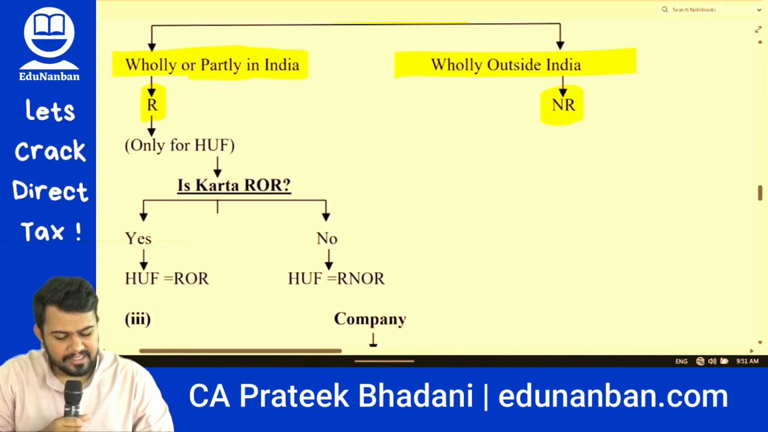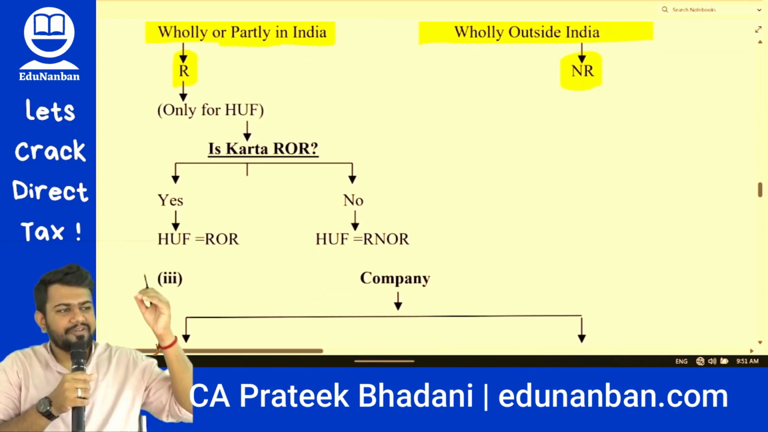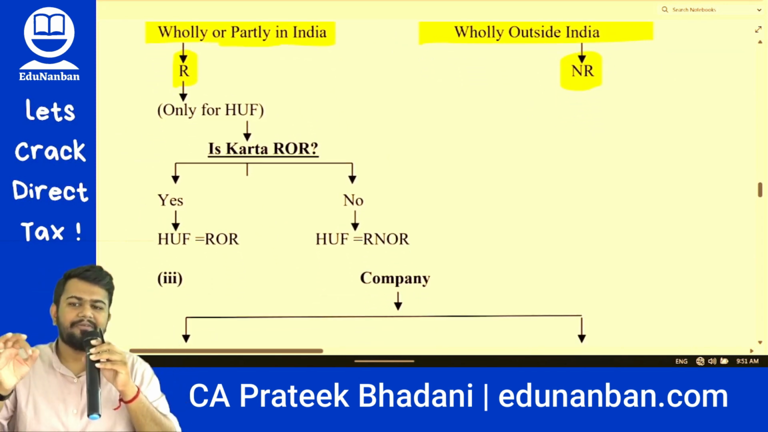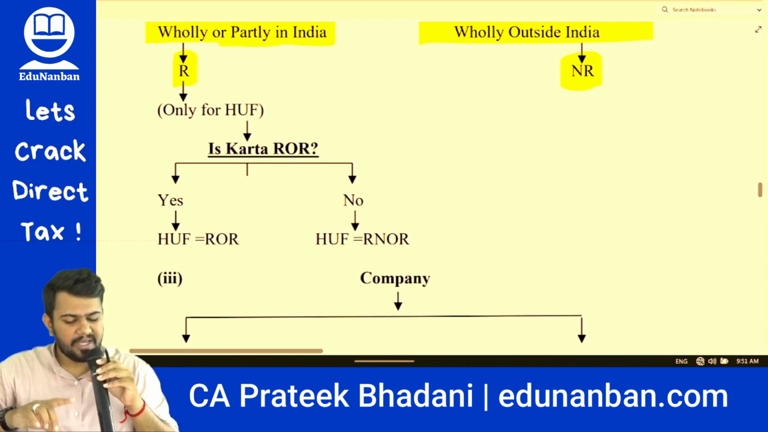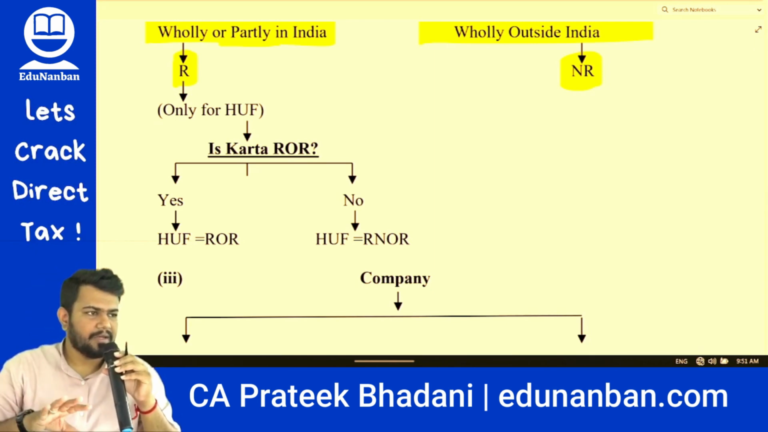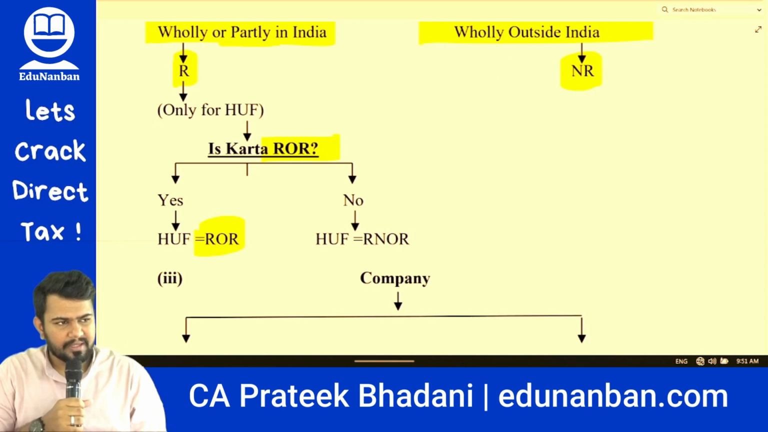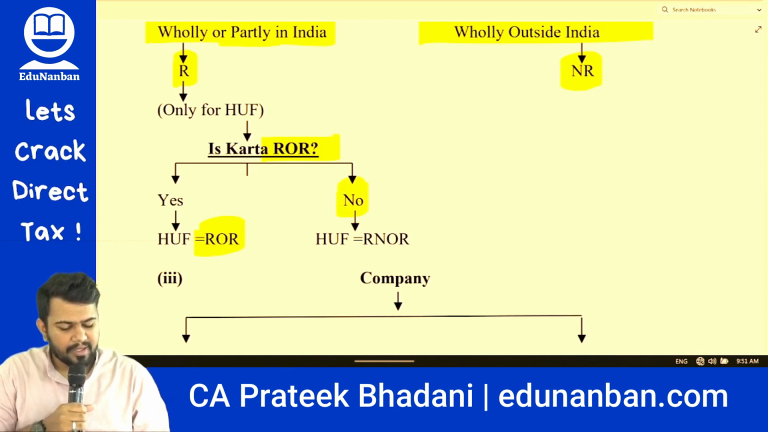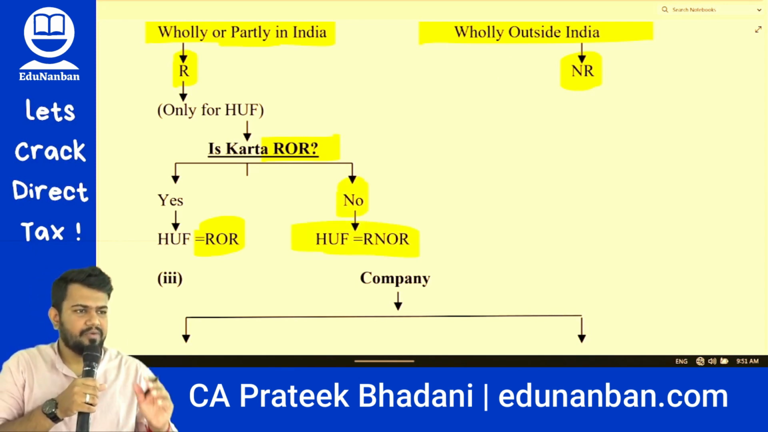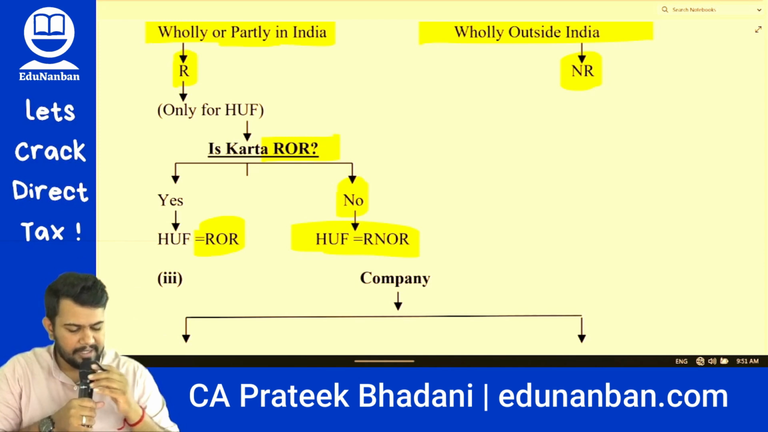Okay? And in case of HUF, if the HUF is a resident, you also have to find whether the HUF is ROR or RNOR. How to find? If Karta is ROR, HUF is ROR. If Karta is not ROR, HUF will be RNOR, resident but not ordinarily resident.